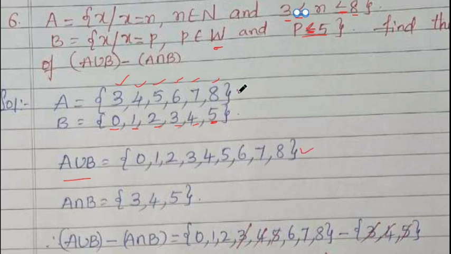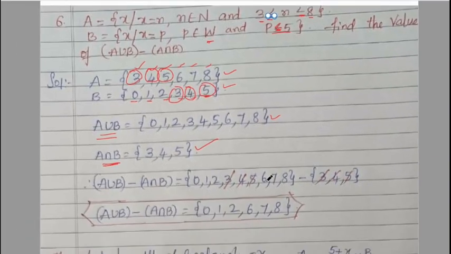The elements which are there in both A and B is called A union B, and we should not repeat the elements, friends. A intersection B is the common elements which are there in A and B. So 3 is there in both A and B, 4 is also there, 5 is also there. So A intersection B will become 3, 4, 5. So A union B minus A intersection B is nothing but 0, 1, 2, 6, 7, 8.